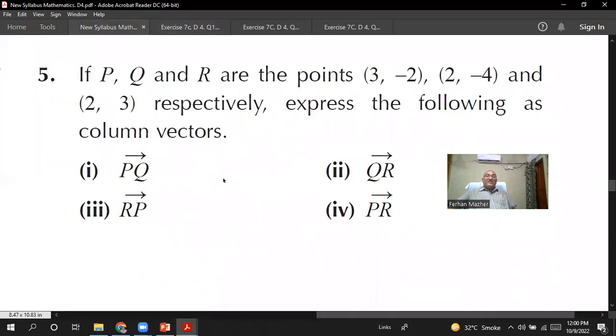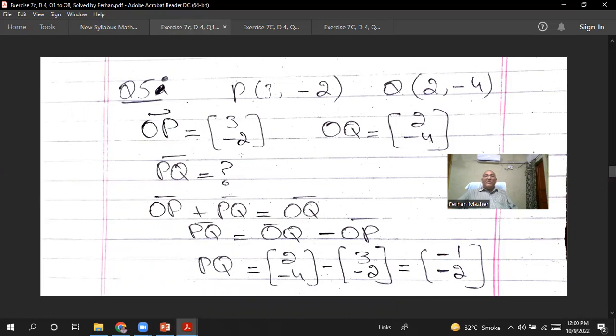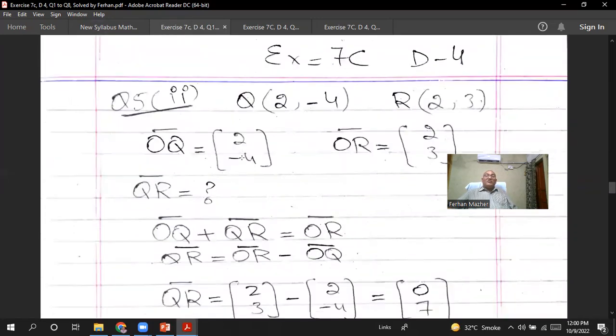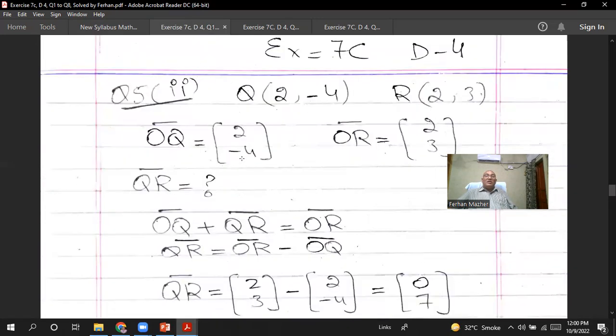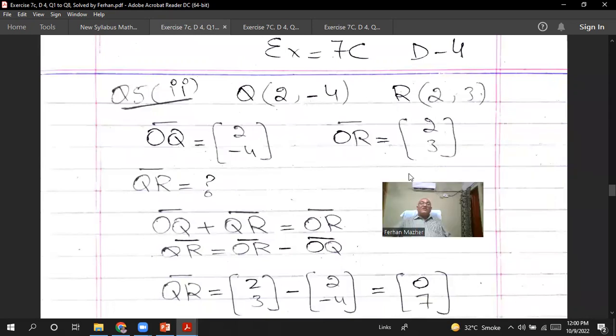Okay, then the next question they are asking is to find out QR. So I will take both Q and R. They are asking for QR. Q is (2, -4), R is (2, 3). So OQ will be (2, -4), and OR will be (2, 3). These are the position vector of Q and the position vector of R. So their question is basically QR. They want you to find out QR.